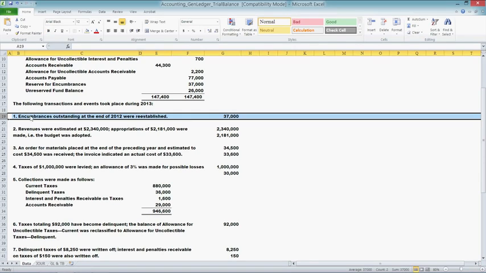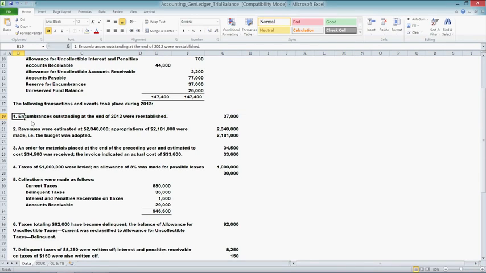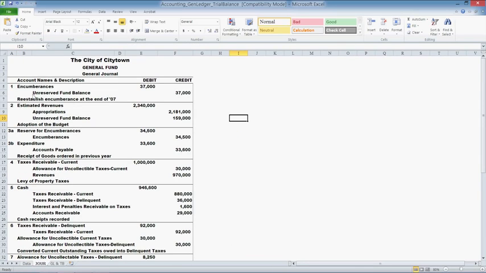This is line 19, item number 1. Encumbrances outstanding at the end of 2012 were reestablished, $37,000. So at the end of 2012, we have outstanding encumbrances, expenses that we haven't paid, $37,000. Let's go to our journal tab, and right here, this is item number 1.